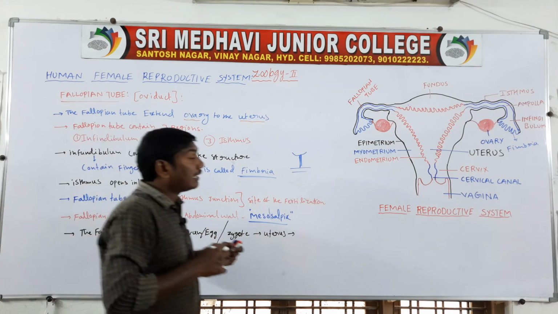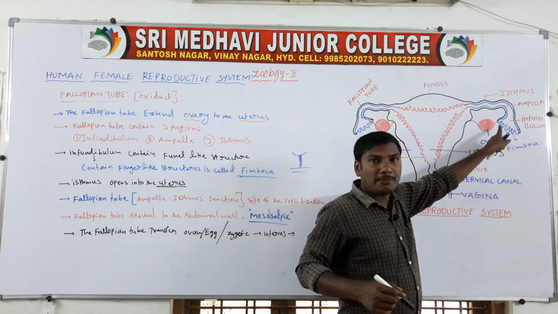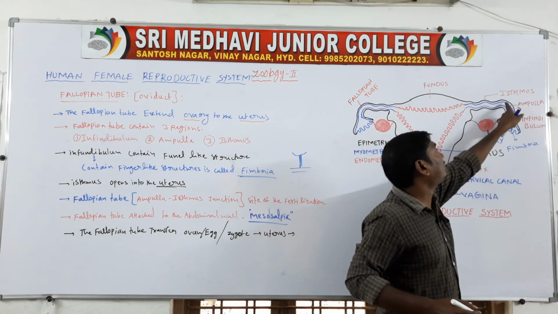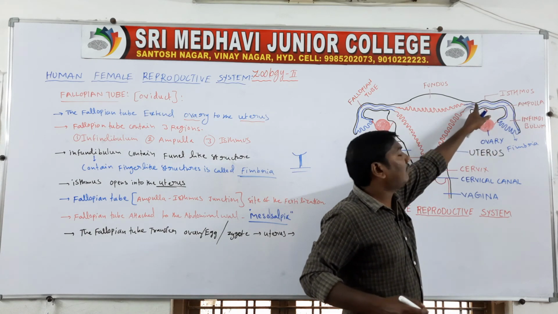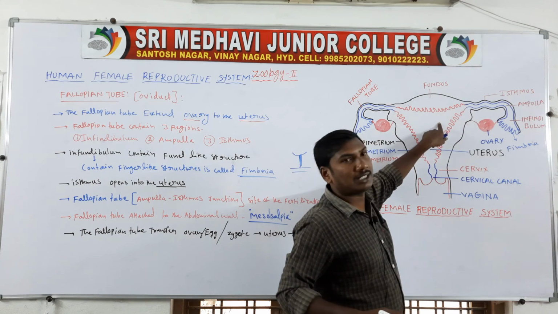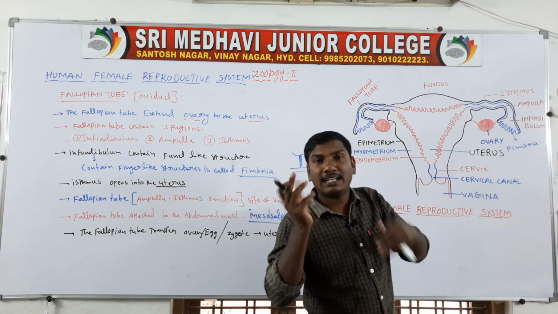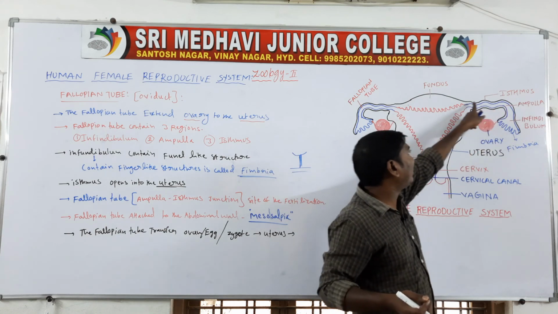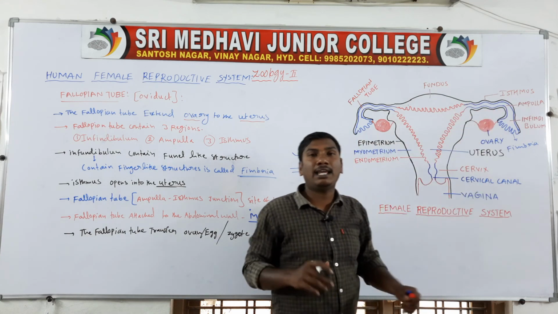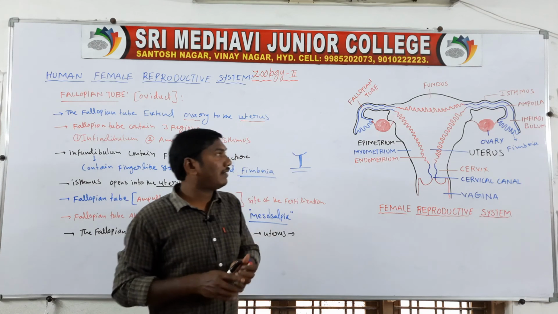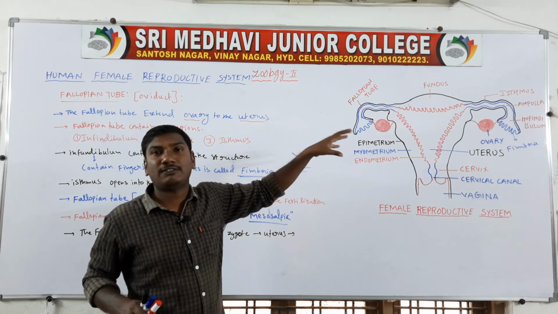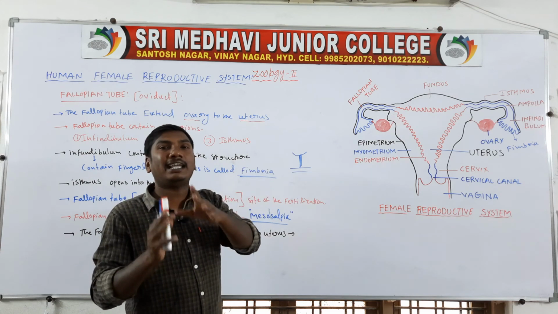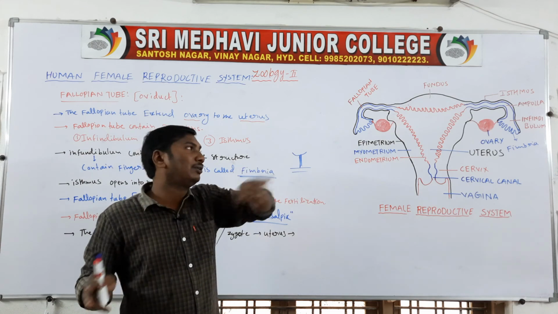So the ovary releases the ovum, and that ovum is collected by the fallopian tube. The fallopian tube transfers it from the ovary to the uterus. Sometimes the ovum is fertilized and forms a zygote, and that zygote is transferred to the uterus. Once revised, the fallopian tube starts from the ovary and opens into the uterus.